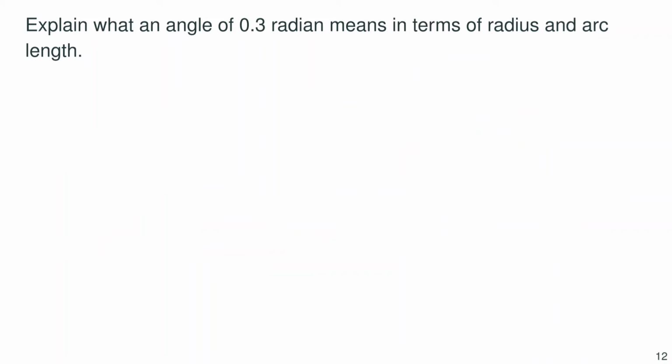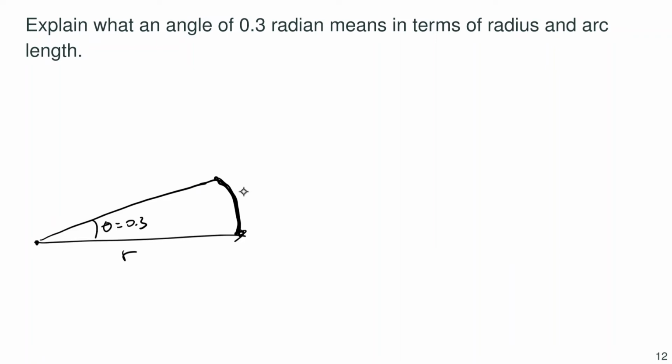Explain what an angle of 0.3 radian means in terms of radius and arc length. So let's do a quick sketch of this angle. Here's the standard position. Let's say we have this radius. This is radius of a circle. And 0.3 radian means that if this angle is 0.3 radian, then this arc length right here created by this angle is 0.3 times radius. We can do this 0.3 times the radius length.